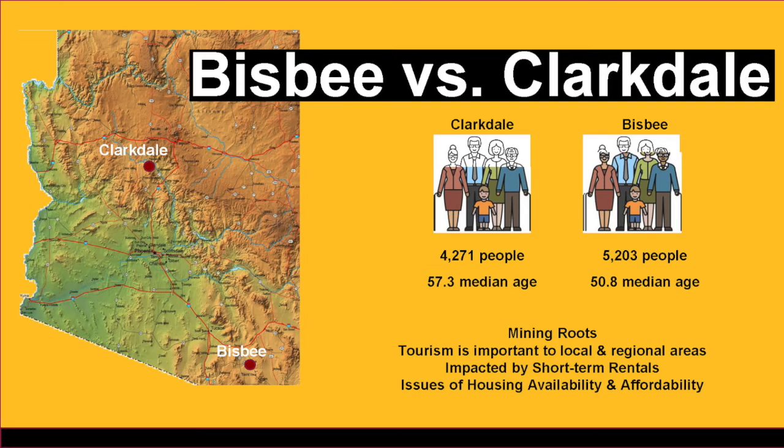Income-wise, Bisbee's median household income is significantly lower than Clarkdale's, $34,000 versus $49,000. But even though Bisbee is less affluent than Clarkdale, both are still significantly less than Arizona's median income of $62,000. Both communities have a significant rental burden, and it's nearly double what we see over the full state. The two communities have issues of housing affordability and have been significantly impacted by short-term rentals due to their tourism.